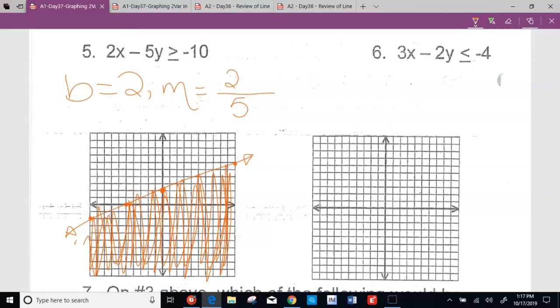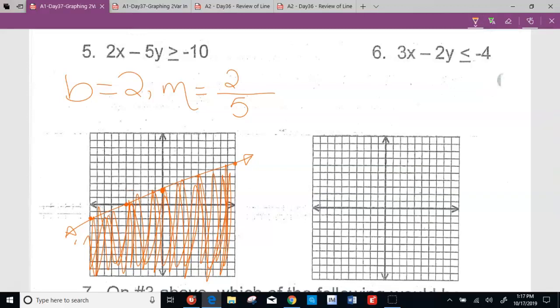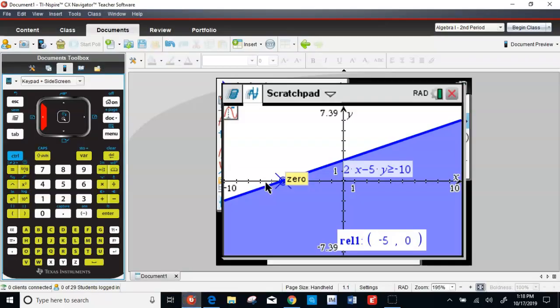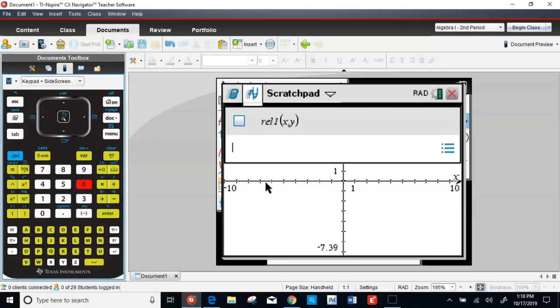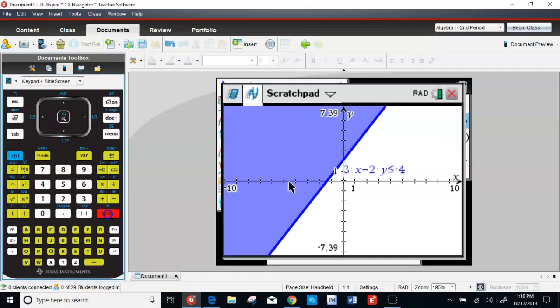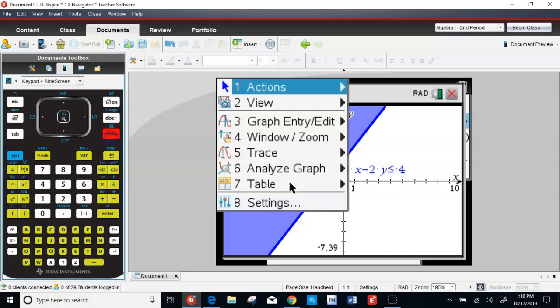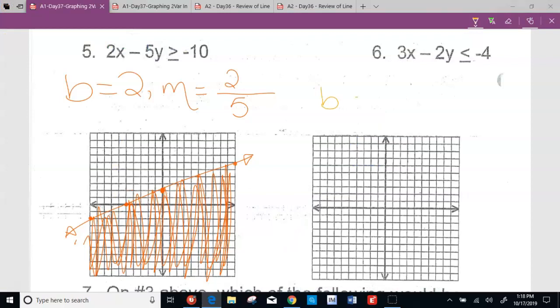You should be a few steps ahead of me, so I'll go ahead and start. My first step is to graph 3x minus 2y is less than or equal to negative 4. Clean it out, scratch pad again, delete 6, and I get 3x minus 2y less than or equal to negative 4. Enter. There's my graph. My y-intercept, menu 5, 1, is at 2. So the b is positive 2.